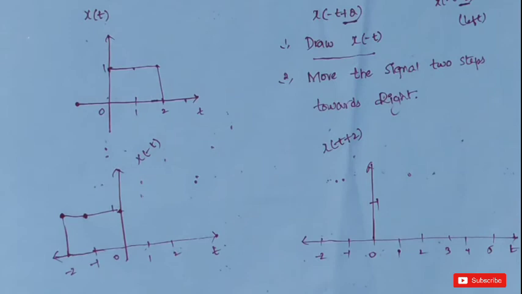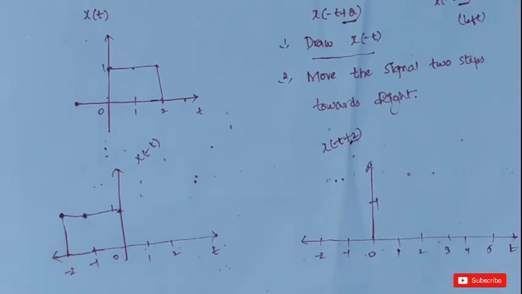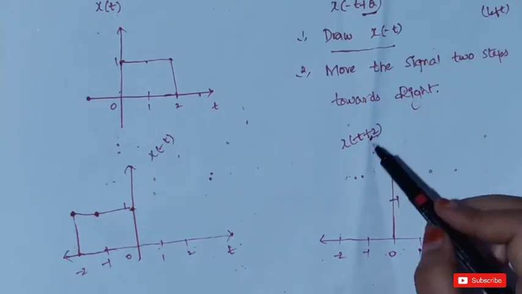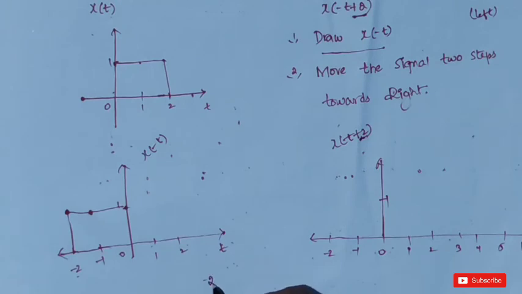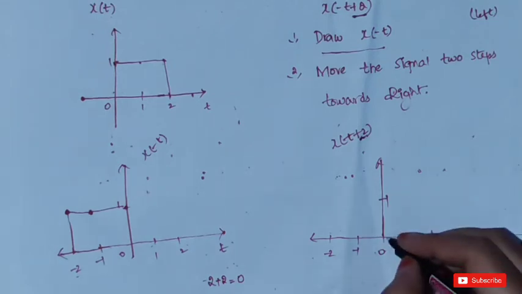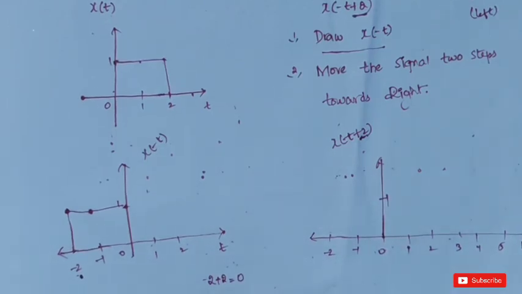So I will tell you how to draw the signal for x of minus t plus 2. Here you have to add plus 2 to every sample of the signal x of minus t to obtain x of minus t plus 2. Take the sample minus 2. So minus 2 plus 2 is equal to 0. So the signal x of minus t plus 2 starts at 0. What is the amplitude at minus 2? 1. So at 0 the amplitude will be 1.